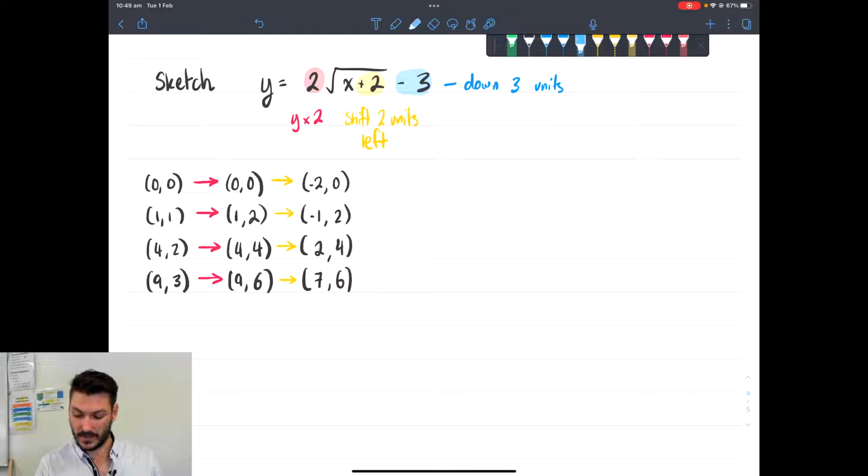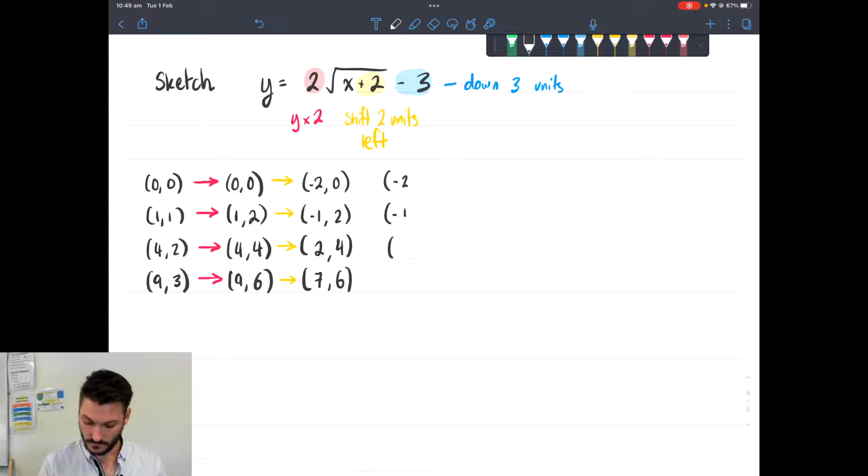And finally we have our blue one here, which is going to be translating the y value. So all of these new x values are the same: negative 2, negative 1, 2 and 7. And the corresponding y value is going to be down 3, or minus 3. So 0 minus 3 is negative 3. 2 minus 3 is minus 1. 4 minus 3 is 1. And 6 minus 3 is 3.